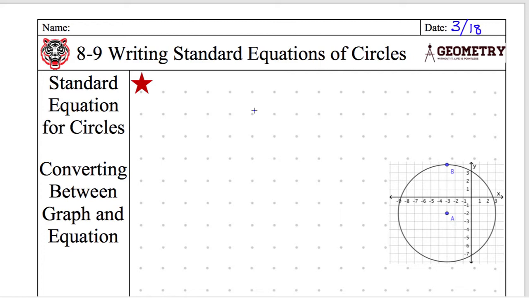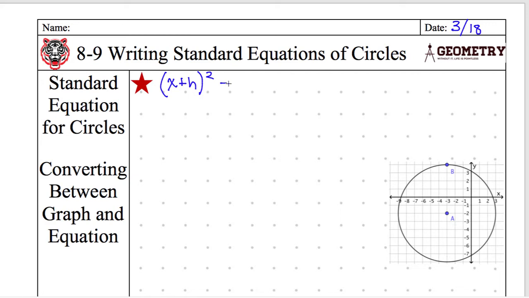So to start off, let's do some review. What is the standard form for a circle? The standard equation. We got one hand. We got two hands. Anna, go for it. X plus h squared. X plus h, and then that quantity squared, right?